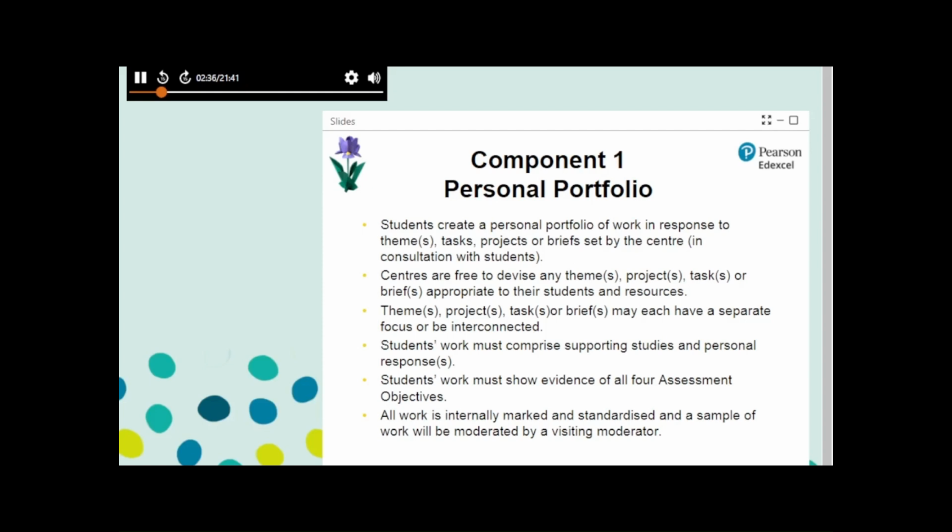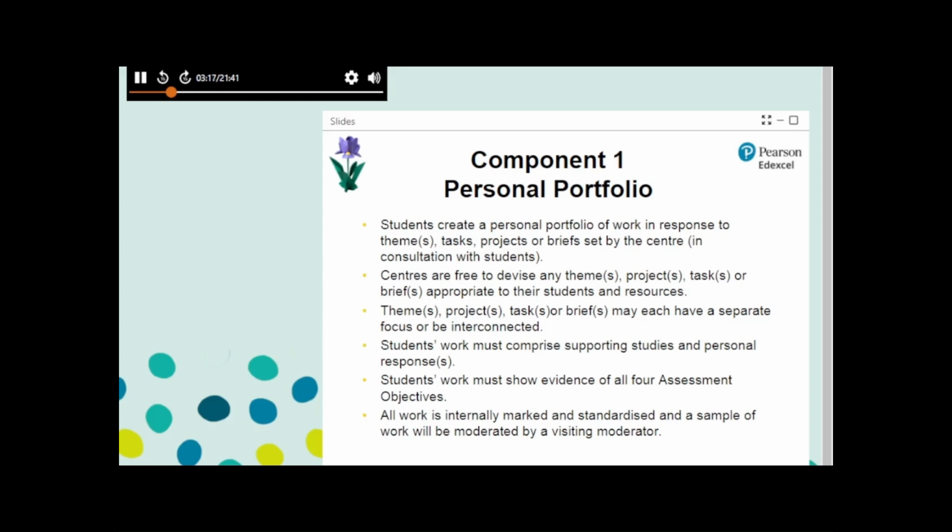Component 1, Personal Portfolio. For Component 1, students create a personal portfolio of work in response to themes, tasks, projects or briefs set by the Centre in consultation with students. Centres are free to devise any themes, projects, tasks or briefs appropriate to their students and resources. Themes, projects, tasks or briefs may each have a separate focus or be interconnected. However, the projects chosen must give students the opportunity to show their ability to construct a sustained line of reasoning which is coherent, relevant and logically structured.